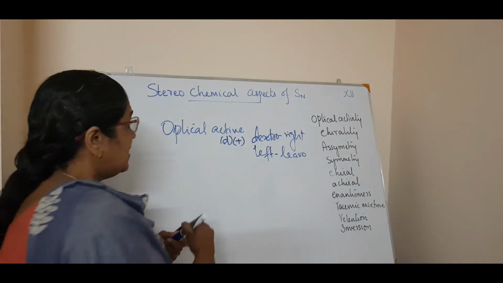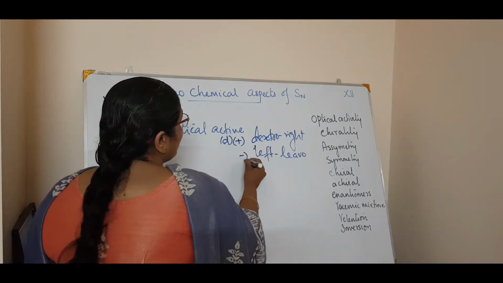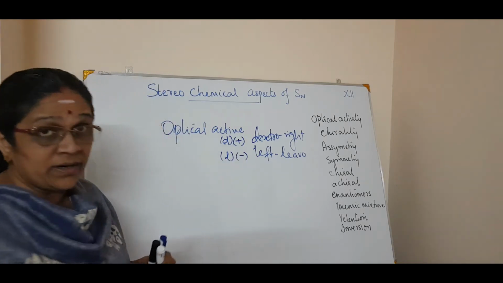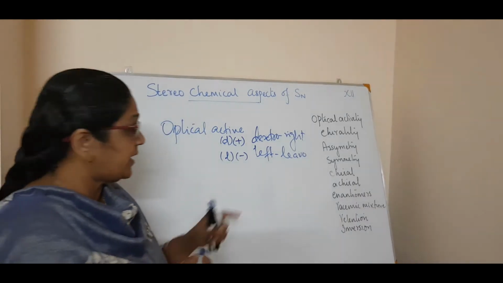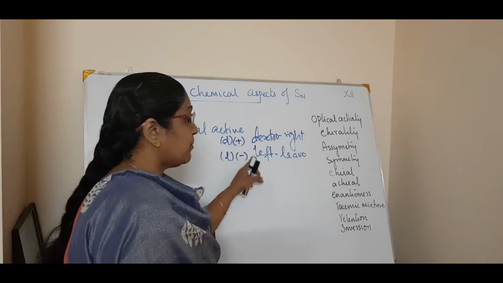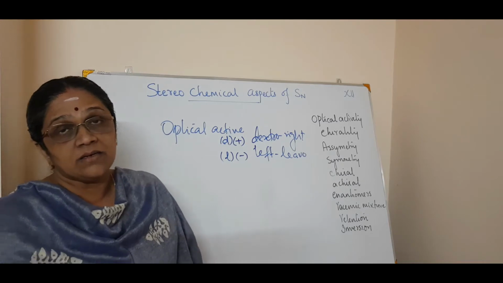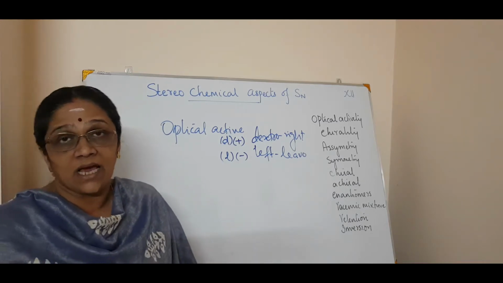You will study that later. So levorotatory, or left, you can designate by minus or L. Either one you can designate. Either you put plus or minus, or you can put D and L. So this is about optical isomerism.